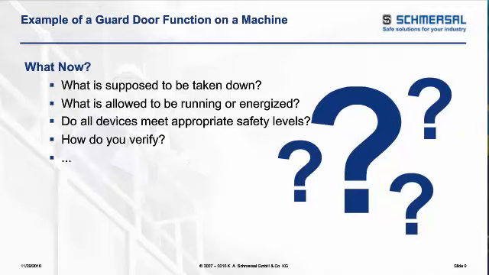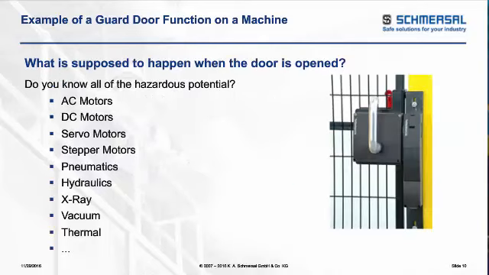So what do we actually have in a machine? There could be a lot of different things that cause hazards. You see a list of just some of them there. AC motors, DC motors, servos, steppers, fluid power, pneumatic cylinders, hydraulic cylinders. Is it a hazard when they're extending, retracting? Both. Could be X-ray machines. You could have a vacuum that may or may not be hazardous. Thermal could be hot plates, heaters, flames, or chillers.